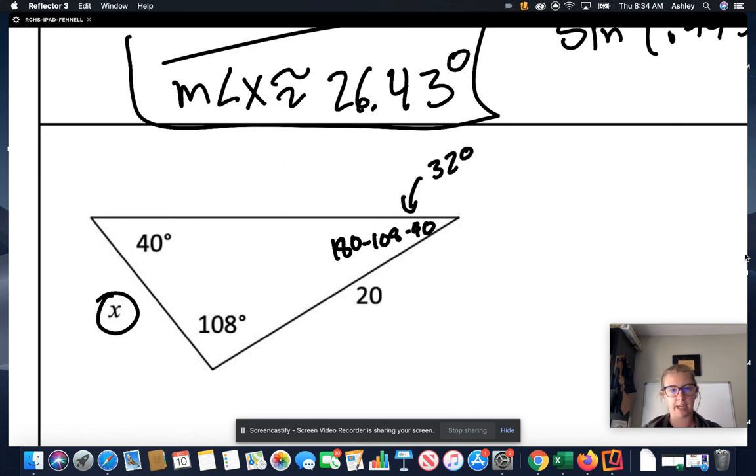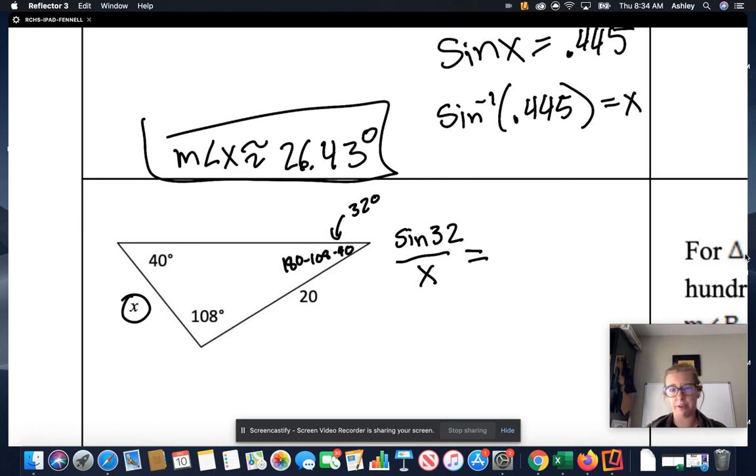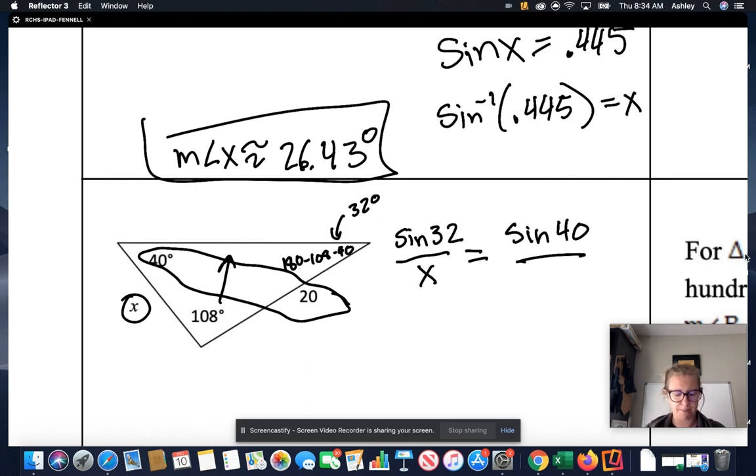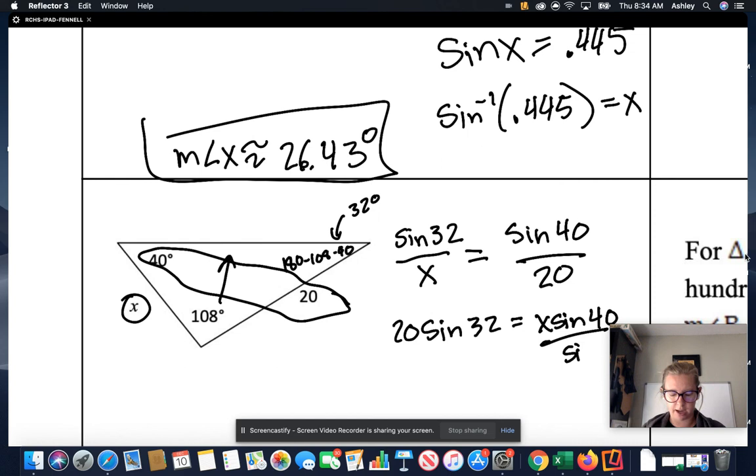32 degrees. Great. We want to solve for that opposite side, so we're going to do the sine of 32 over that side x is going to be equal to, now, could I use 108? No, I don't have that side. So now I have to use this one because that is the ratio that's complete, right? So we have sine of 40 divided by 20. Okay, we're going to cross multiply: 20 times the sine of 32 is going to be equal to x times the sine of 40. And then we're going to divide by the sine of 40 on both sides, and that will isolate my x.